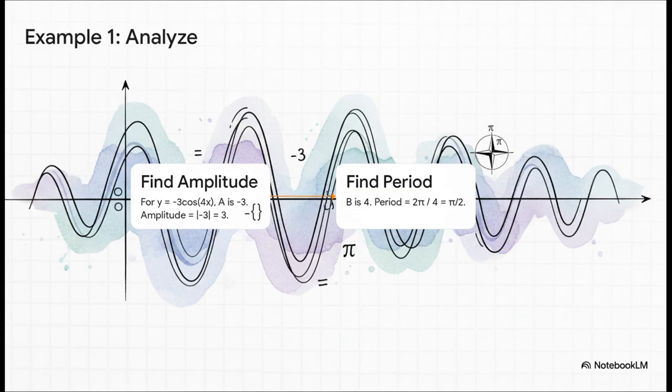So we take the absolute value, and our amplitude is just 3. Simple. Now for the period. The b value here is 4. That means this wave is 4 times faster than normal. So we plug it into the formula, 2 pi divided by 4, which simplifies down to pi over 2. That's it. 2 easy steps.